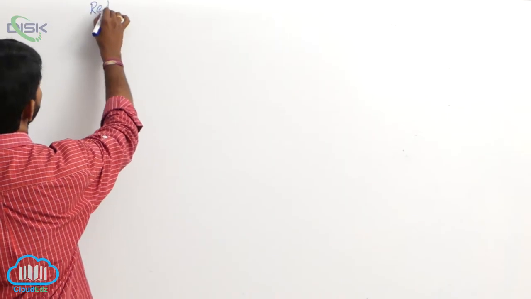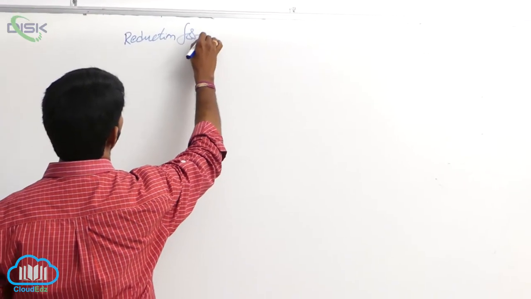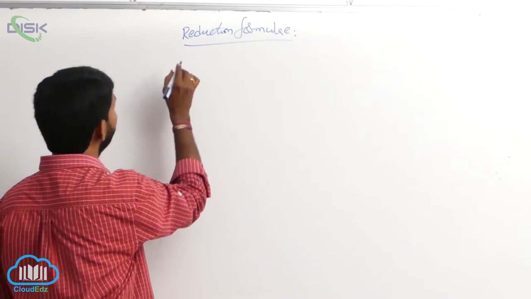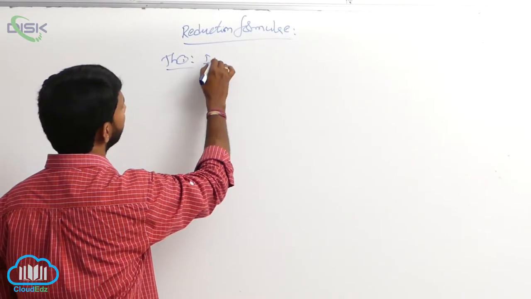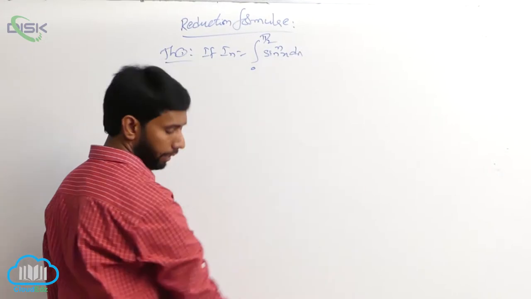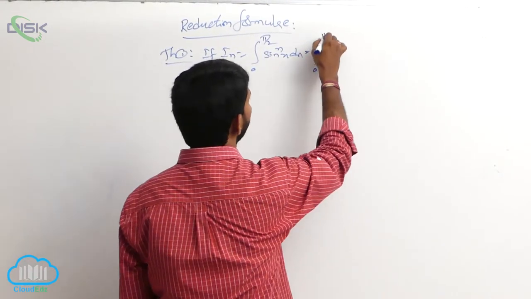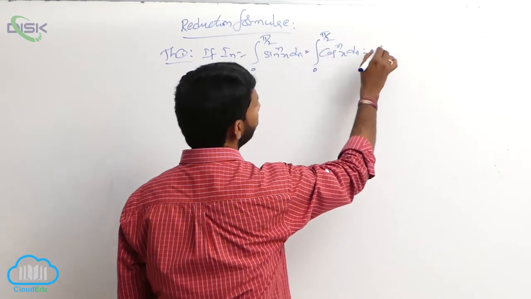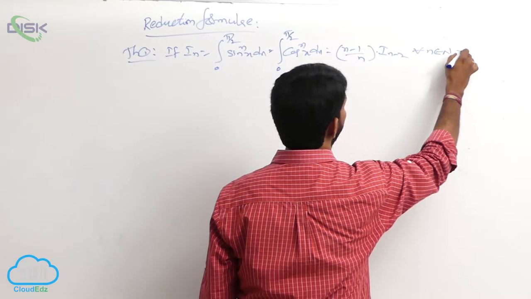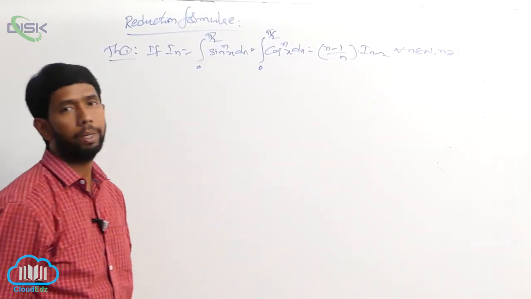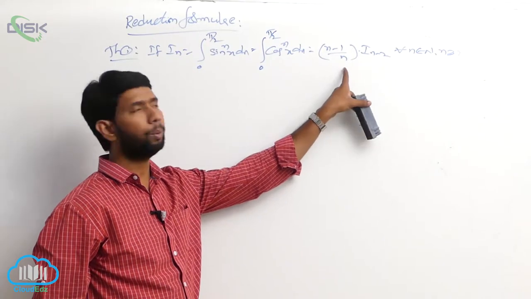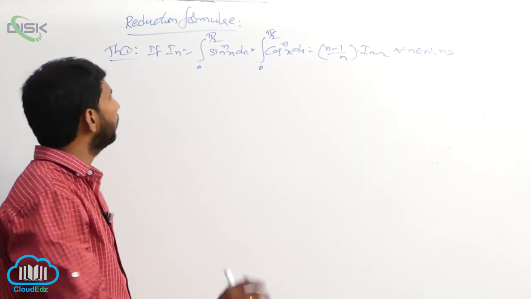And next we go to reduction formulas. Okay, the first one is: if I n is equal to integral 0 to pi by 2 of sine power n x dx, or integral 0 to pi by 2 of cos power n x dx, it is equal to n minus 1 by n into I n minus 2, for all n belonging to N, where n is greater than or equal to 2.